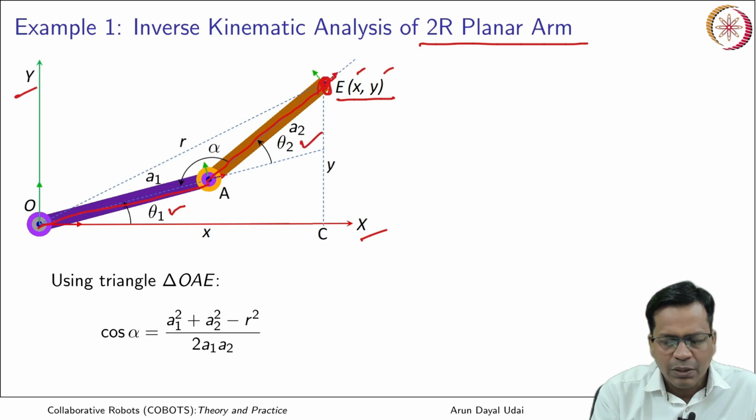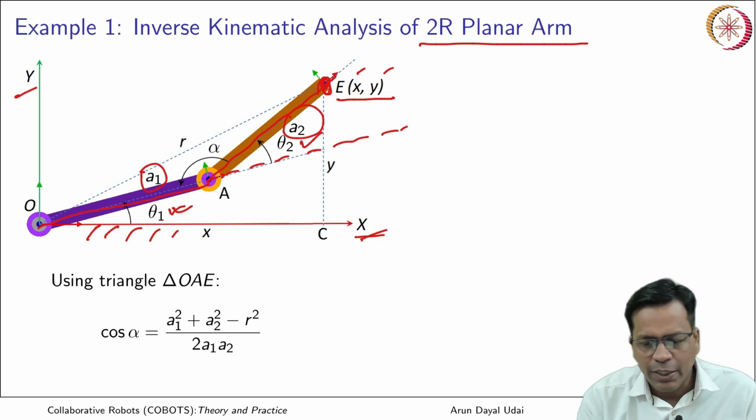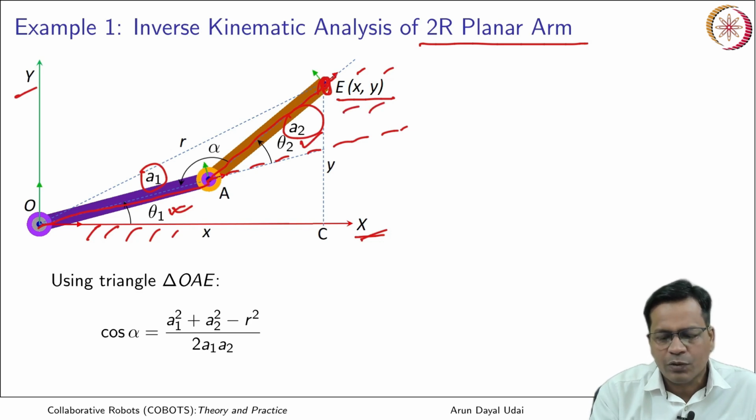Joint 1 makes an angle with the horizontal axis, that is with respect to this fixed frame, it makes theta 1. Joint 2 makes an angle with respect to the extension of link 1. Link 2 makes an angle of theta 2. Link lengths are A1 and A2 which is given. So the entire geometry of this system is known. What additionally is known? Where does the end effector lie? It lies at x, y.